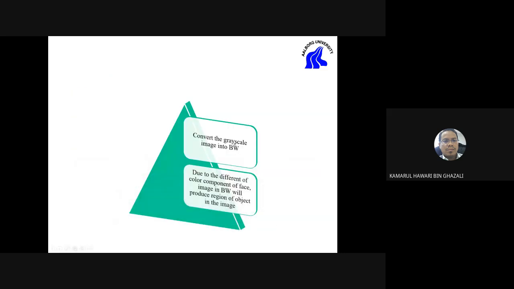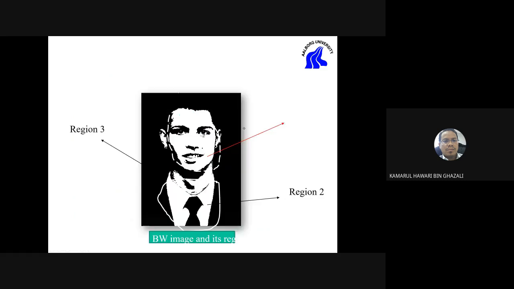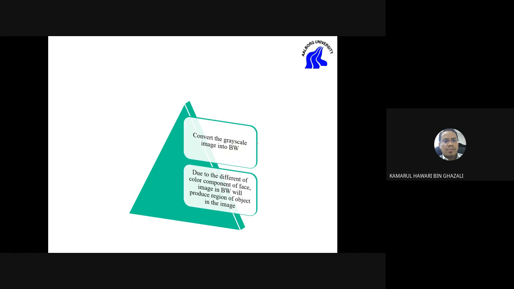Next, convert the grayscale image into binary, because grayscale is 0 to 255. Convert to binary, which is 0 and 1. It is easy to analyze because we only have two values. Back to this one: this is 0, face or not face, background or ROI region.